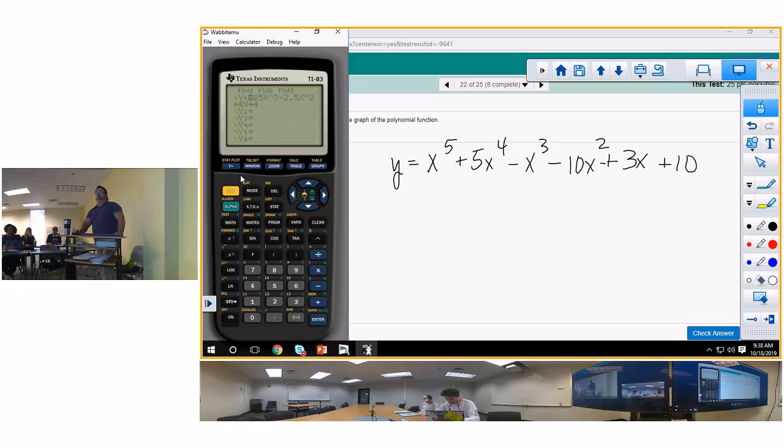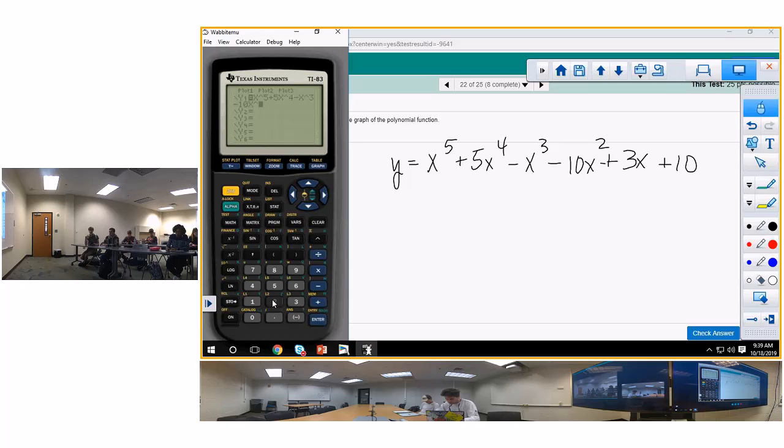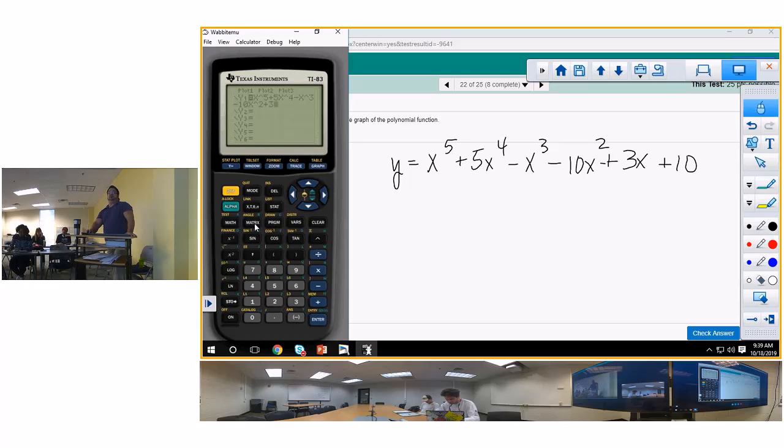So y is equal to x to the 5th plus 5x to the 4th minus x to the 3rd. Y'all have to watch and make sure I'm typing it in right. Minus 10x squared. And at least on my calculator, it looks like it's going up. Plus 3x. Hold on, I'm still typing. Plus 10.